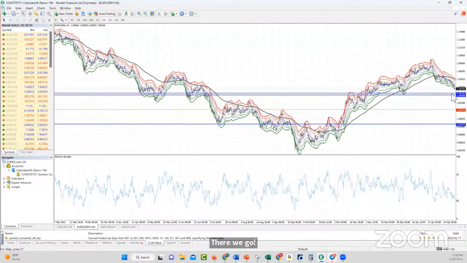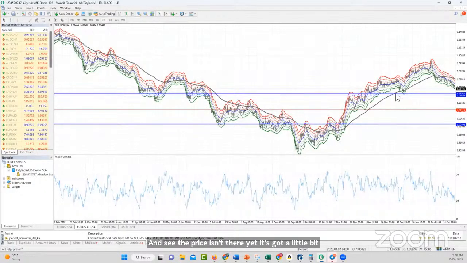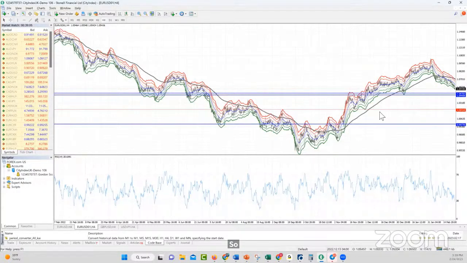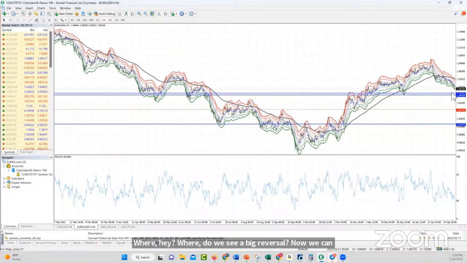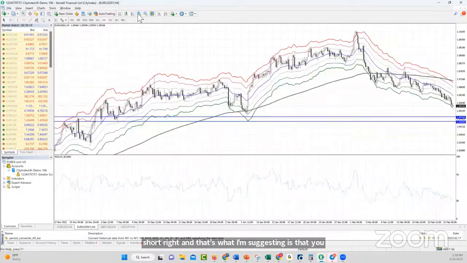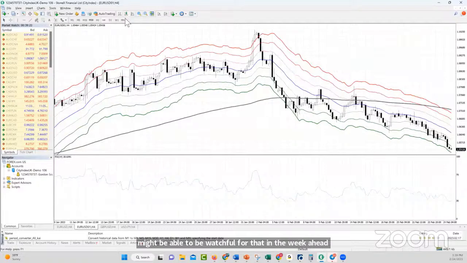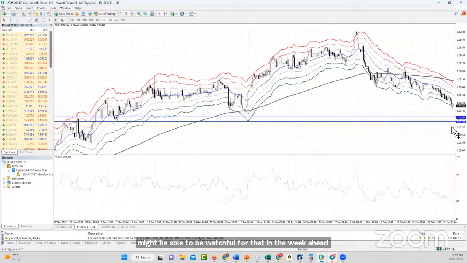And you see that the price isn't there yet. It's got a little bit more ways to go. But once it does, it's a good bet that somewhere in this range, that's what we want to find. We want to find that moment where we see a big reversal. Now we can go long. Until then, we're just going to stay playing it short, right? And that's what I'm suggesting, that you might be able to be watchful for that in the week ahead as the euro begins to get to these lines.